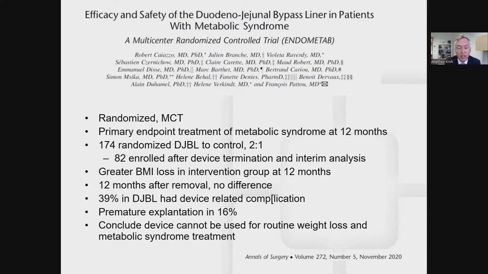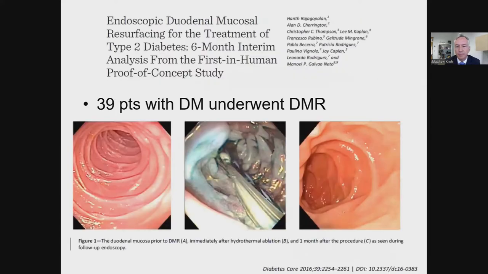And a fairly significant number in the intervention group had some sort of device-related complication. And 16% of these patients actually underwent premature explantation. So technology to be aware of, but maybe on hold because of a relatively higher rate of complications than expected.